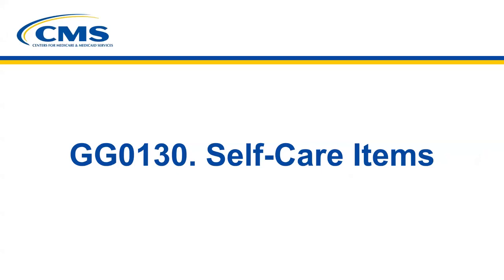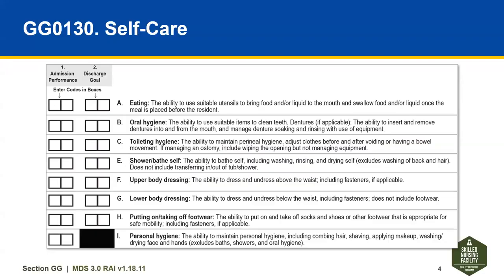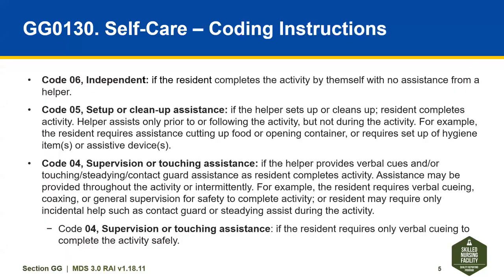I will start with GG0130I, so try to have your item sets available so you can follow along. Here is a snapshot of the data element from the Nursing Comprehensive Item Set. This slide reviews the coding instructions for all GG data elements. Just a reminder that Code 4 has been revised. Instructions now state to use Code 4 if the resident requires only verbal cueing to complete the activity.